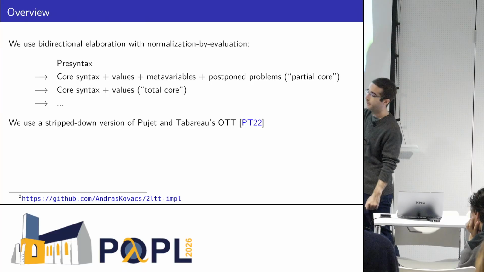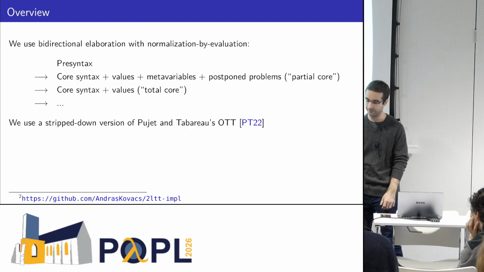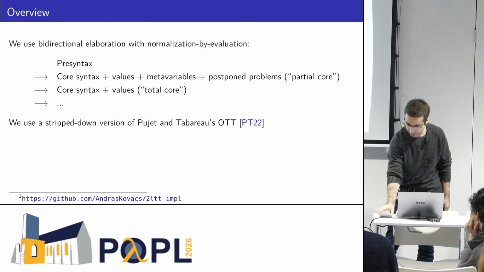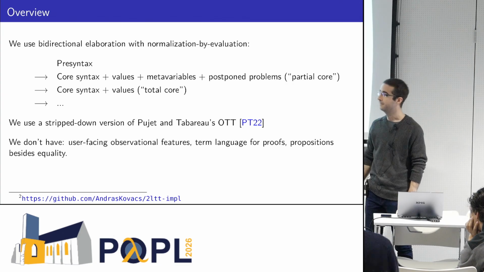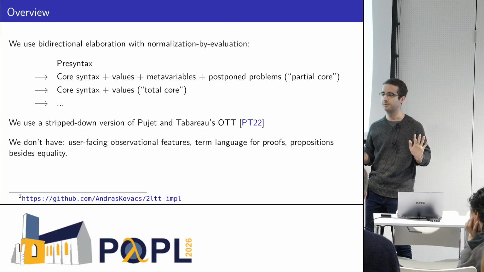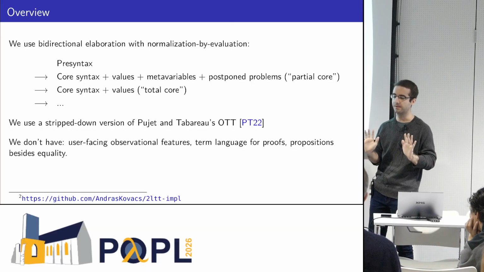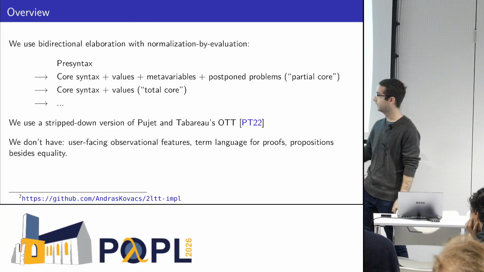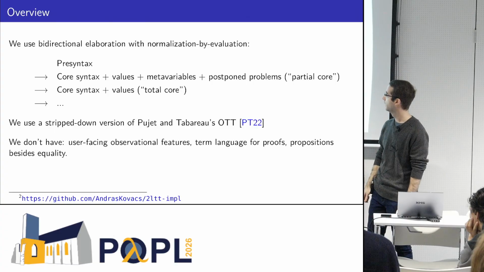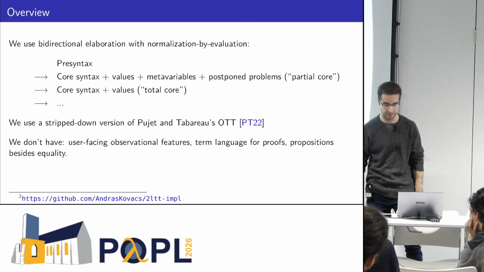And here in the partial core, we use a stripped down version of this observational type theory by Pujet and Tabareau. It's stripped down because we don't need any kind of user-facing features, because it is not being presented to the users. It's purely for the sake of elaboration. So there's no term language for proof. We don't have any propositions beside equality.